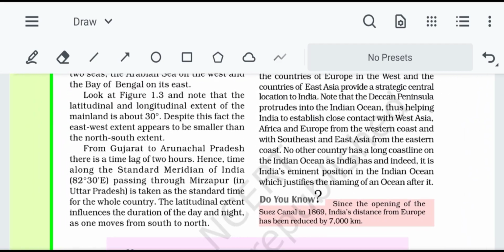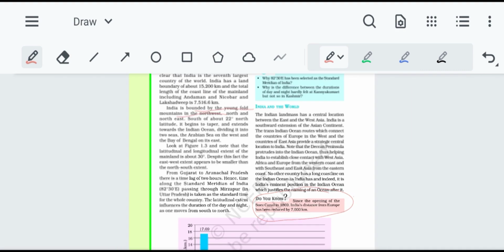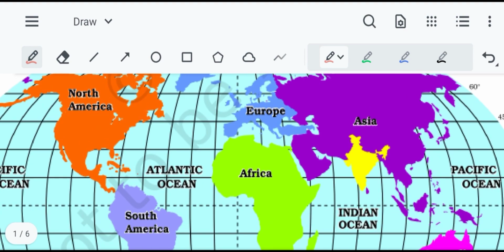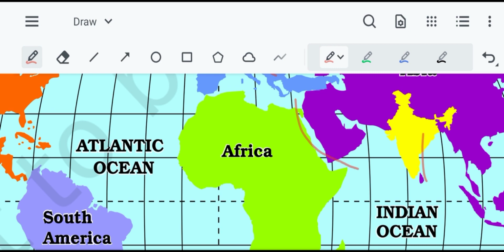So see, there is an important highlight. It is about the Suez Canal. The Suez Canal opened in 1869, and the Suez Canal decreased the distance by 7,000 kilometers between India and Europe. Let's understand it from the map. Here is Europe and here is India, and this narrow zone of water is called the Suez Canal.